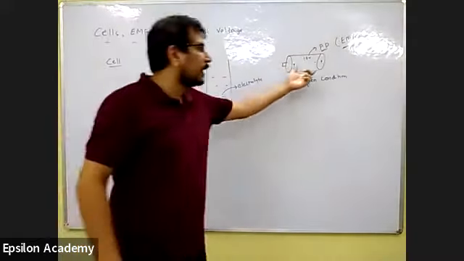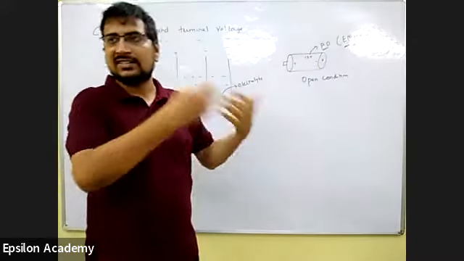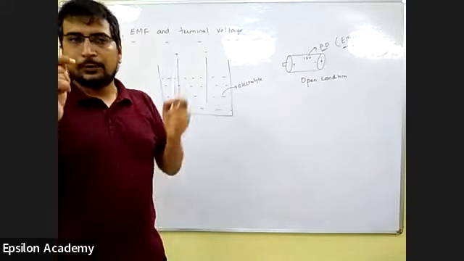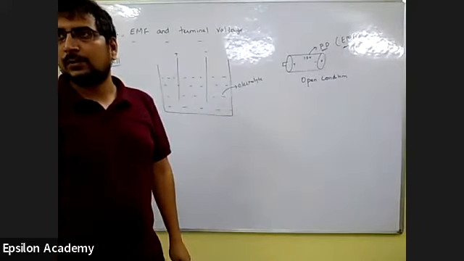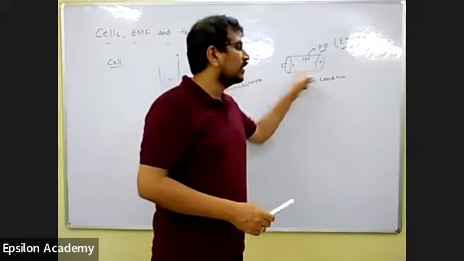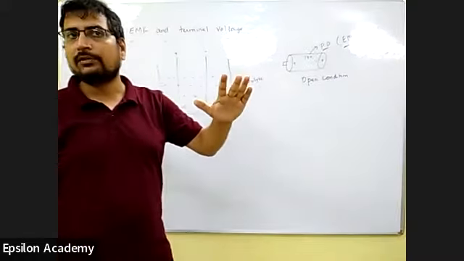So when you take this battery and put it in a circuit, it will start supplying some current, right? At that point, if you take a voltmeter and try to measure the potential difference across the ends of this battery, it won't be 1.5 anymore.